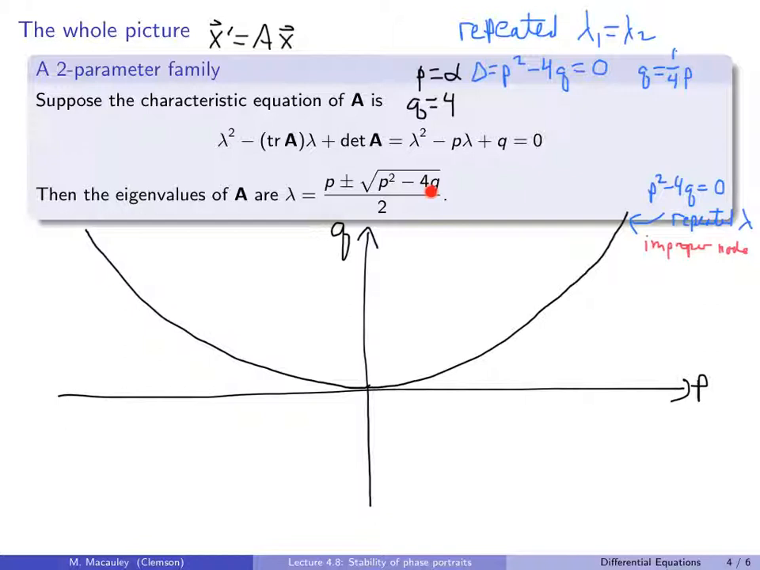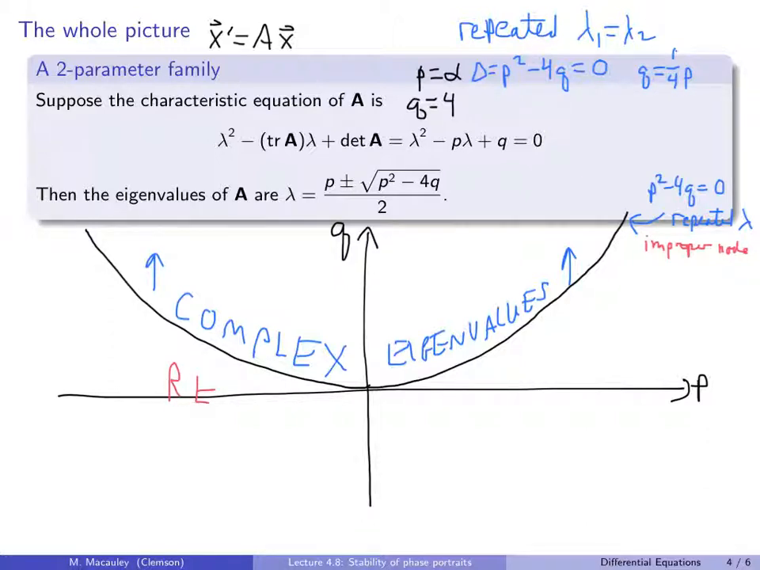Okay, so next, everything that's above this parabola, every pair PQ is going to correspond to when P squared is less than 4Q. So that's going to mean that everything under the radical symbol is negative, so this is going to be an imaginary number, the square root of a negative number, and our eigenvalues are going to be complex. So let me write that up here. So everything up here is complex eigenvalues. Let me put arrows here to signify that I mean everything above here. And conversely, everything below here are going to be real eigenvalues. So let me write that, real eigenvalues.